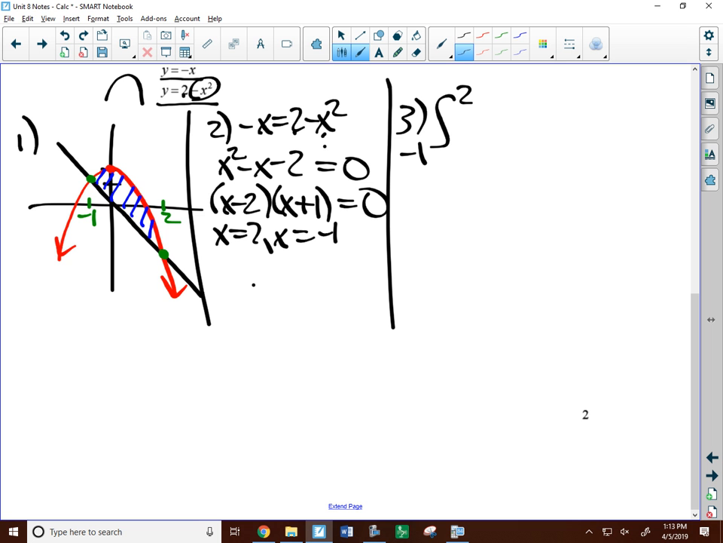Let's say the top function is the parabola. So that's 2 minus x squared, minus the bottom function on that region, which is the line, -x. And so we can make that a positive x. For this one, this is probably the last one I'm going to do where we just evaluate by hand. We can do an antiderivative of this one.